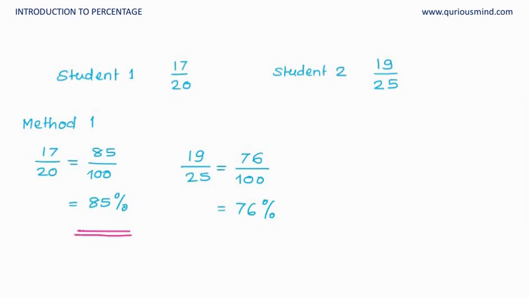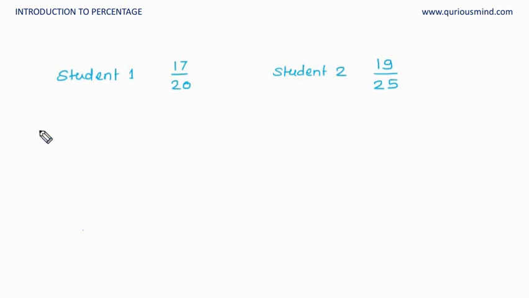Now with this method of converting using equivalent fractions, we face some problems. For example, let's say the marks are out of 30. So there are 23 marks out of 30. Now how can I convert 30 into 100? It's very difficult to convert 30 into 100 because it goes into decimals, and that also repetitive decimals. So this method is not a very appropriate method for all situations. So let's see another method. Let's see method 2.